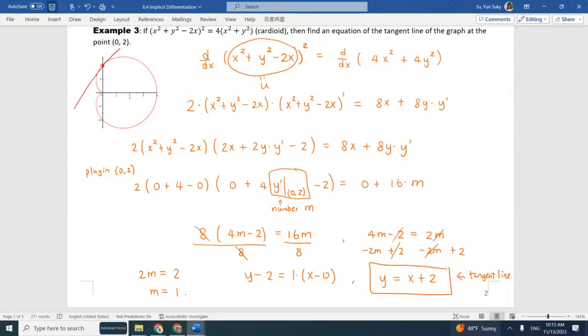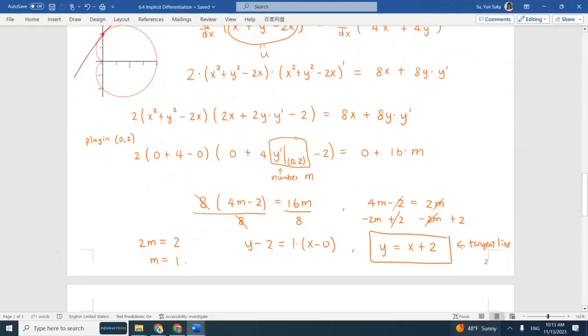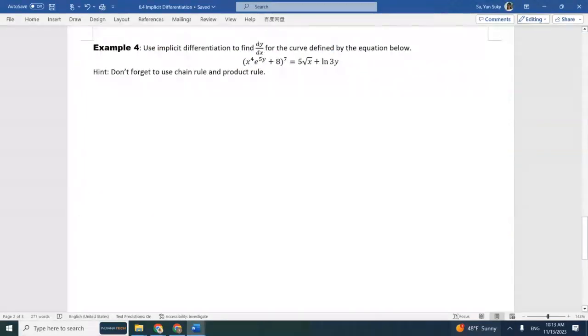Okay, so this example teaches us that sometimes if the problem does not ask you to solve for y prime, you can plug in the number first. Okay, everybody? So sometimes you plug in the number first, then it's easier to calculate the slope in that way. You don't always need to solve for y prime, then plug in a number there. You can plug in a number first and then solve for y prime.